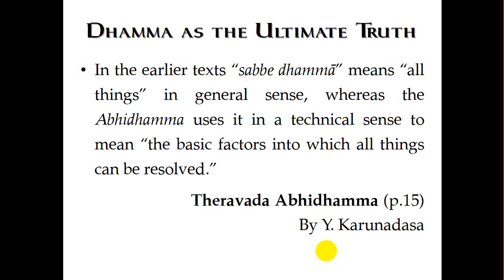Karunadasa, a very famous scholar from Sri Lanka, wrote Theravada Abhidhamma. In his book, he said that in earlier texts, Sabbe Dhamma, in Pali, means all things in a general sense. Whereas the Abhidhamma uses it in a technical sense to mean the basic factors into which all things can be resolved. The Abhidhamma defines the basic factors that can combine all. That is nothing but the four ultimate realities, right? But in the earlier texts, the Sutta Piṭaka, in the Suttas, Sabbe Dhamma, here the Dhamma means all things, right? Abhidhamma uses it as a technical term.